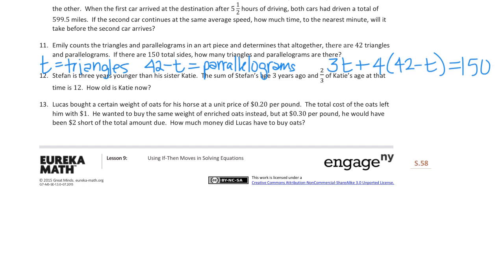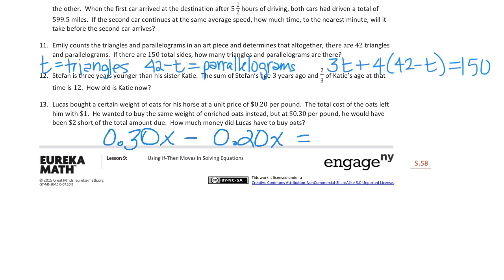Okay, so the enriched oats cost more. They are 30 cents per pound. So I'm going to use X there, minus the 20 cents per pound, what he originally purchased before he realized he had the wrong thing. And the difference between that, X being the weight, or the number of pounds that he's buying.